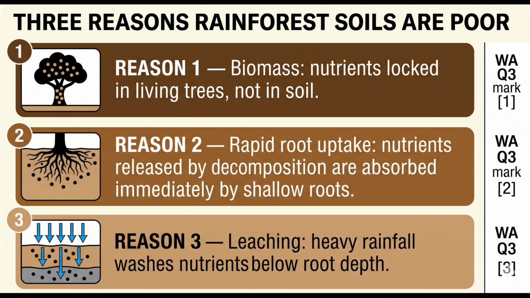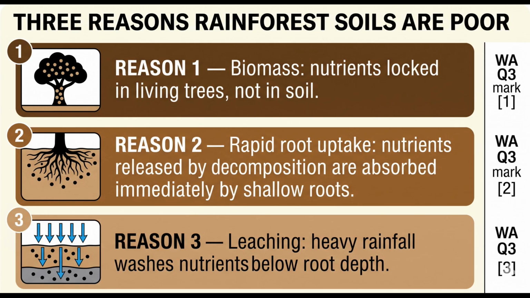Reason 2. Rapid root uptake. When leaf litter decomposes and releases nutrients into the thin soil layer, tree roots absorb them almost immediately. The roots are shallow. They grow specifically in the top few centimeters where nutrients appear. They grab nutrients faster than they can accumulate.